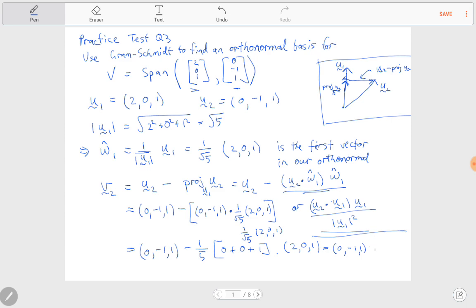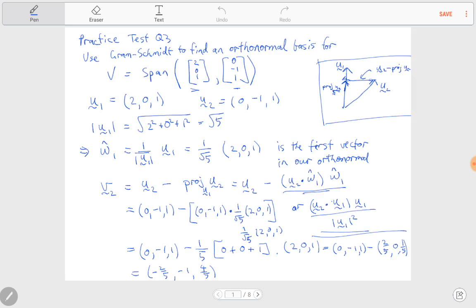So I'm going to write that as minus and I'll bring the 1/5 inside, so I've got 2/5, 0, 1/5, and so that's equal to 0 take 2/5 is minus 2/5, minus 1 take 0 is minus 1, 1 take 1/5 is 4/5. So I've worked out the component of U2 which is perpendicular to both U1 and also our first basis vector. It's perpendicular to W1 hat.